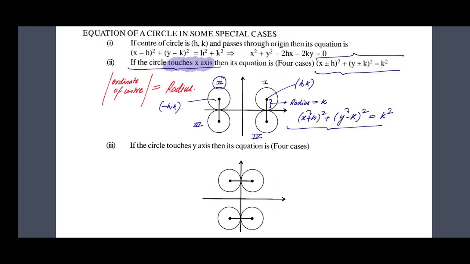You can remember that. But the important point to remember here is that if the circle is touching the x-axis, then the ordinate of the center is equal to the radius. And these three properties are going to be used very, very extensively in your JEE Mains. Circle touching the y-axis. So now you can very well imagine what is going to happen.